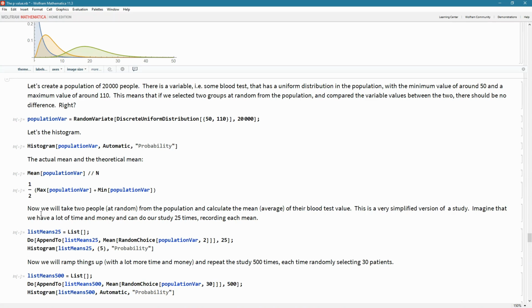I just chose that. Now, really it means if we selected 2 groups at random from this population, the 20,000 that stood in front of me, and I take 30 and I take another 30, there shouldn't really be a difference between the 2 means. So if I take this 30 and calculate the mean, and I take another 30 and calculate the mean, and I compare the means, there was this equal distribution across the possible values. So there shouldn't be a difference, should there?